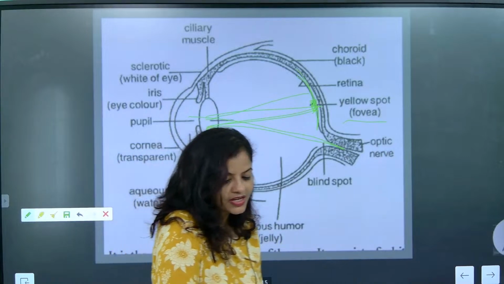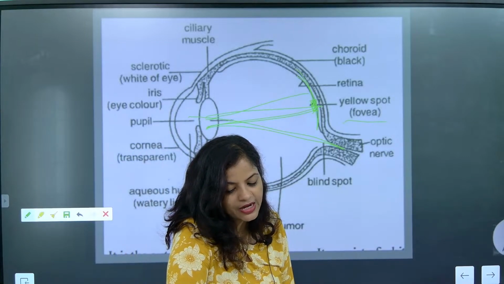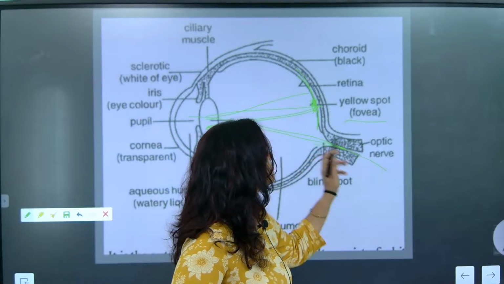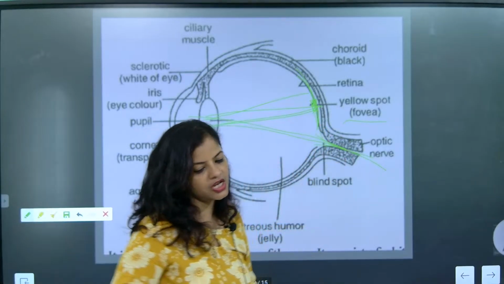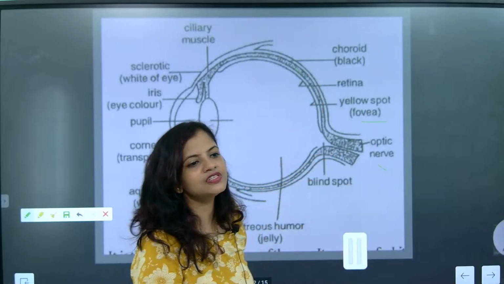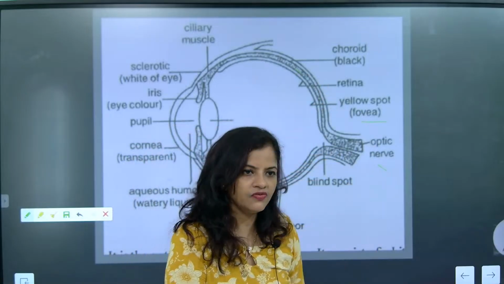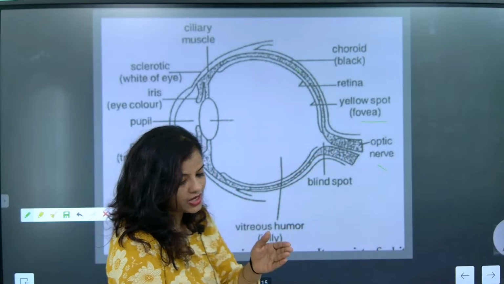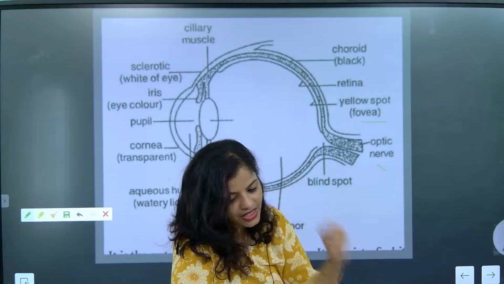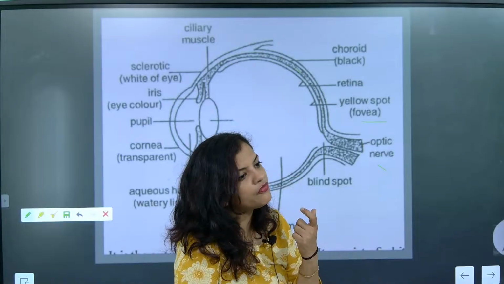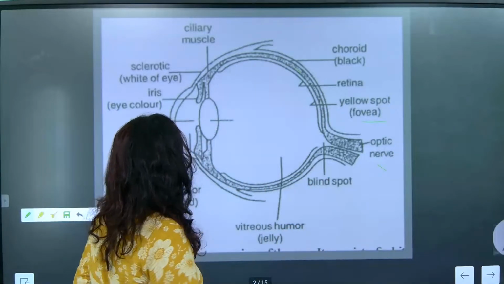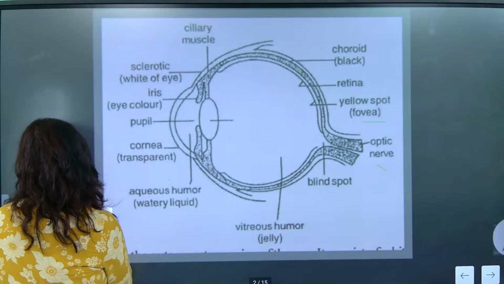Understand or not? So here exactly what is happening, beta? The blind spot is the reason from where the optic nerves leave. What is happening here is, this retina is just like a TV screen. Here it is not giving, it is receiving. What is the work of retina? Receive the image. Understood? So when the retina is receiving the image, one thing is happening.